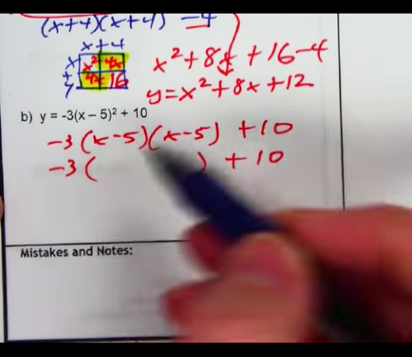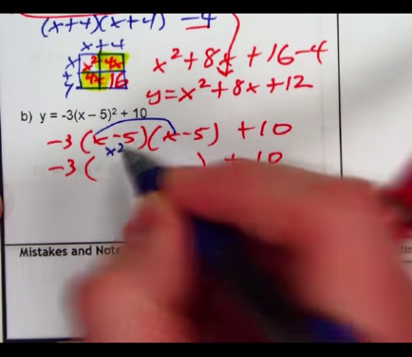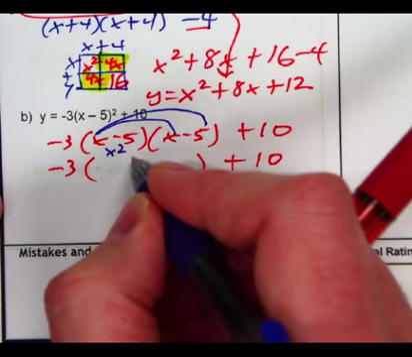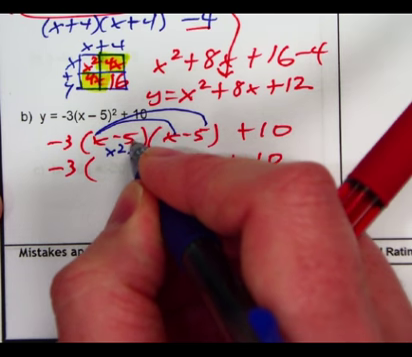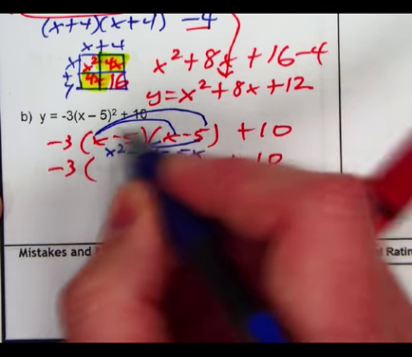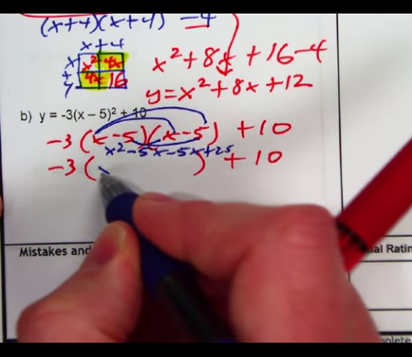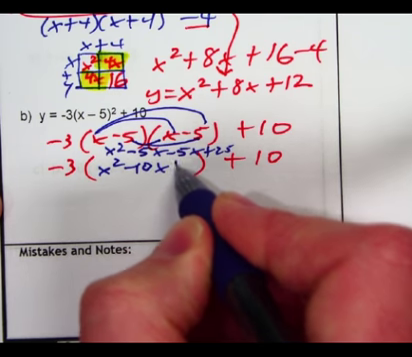You can use what's called FOIL, where you multiply the firsts, that gives me x squared. Then you multiply the outsides, that would give me minus 5x. Then the insides, another minus 5x. And then the lasts, first, outside, inside, last, and there'd be a plus 25 right there. So that would be x squared minus 10x plus 25.